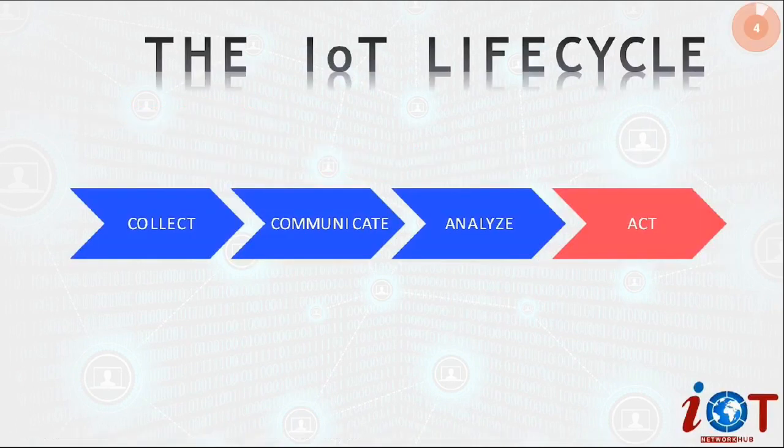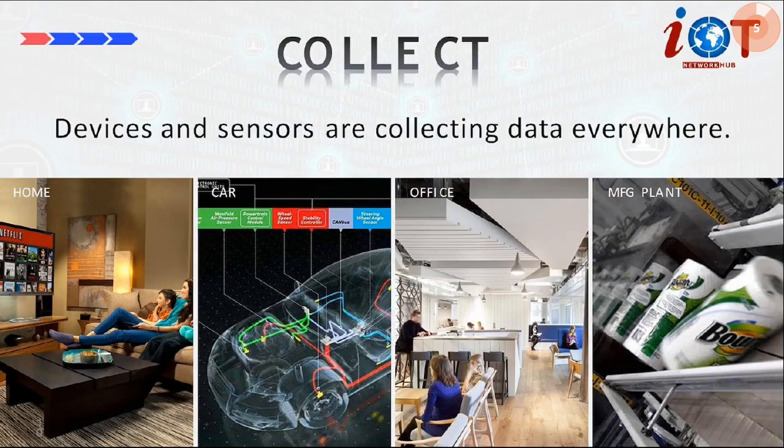So how does the IoT life cycle work? In the first phase, we collect the data. Second, we communicate the data, third, we analyze it, and the fourth, we act on this data. So how do we collect this data? We collect it through devices, sensors, actuators, and all these things that are bonded together to receive environment information, and then grab it.